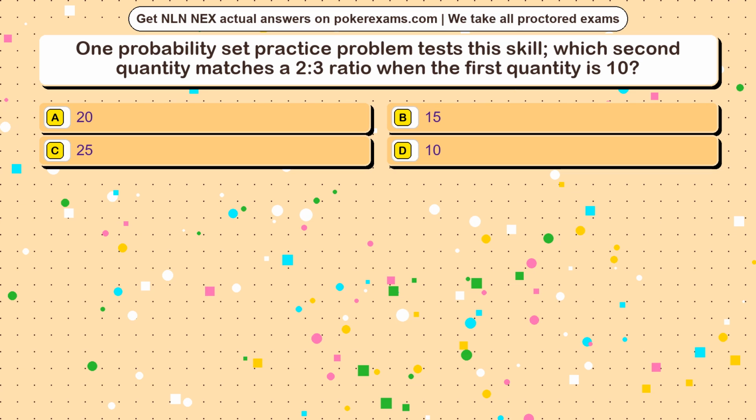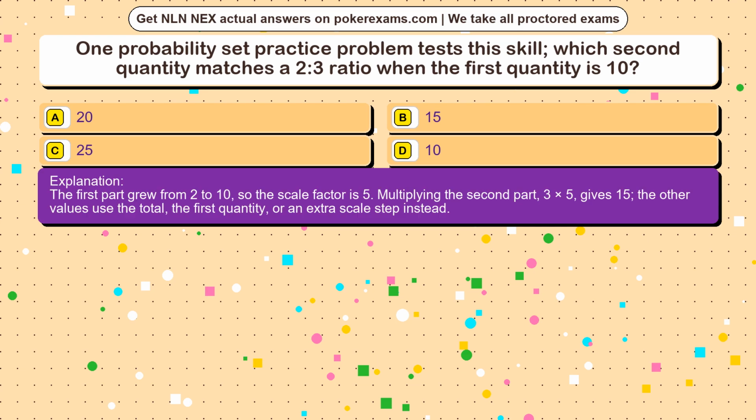The correct answer is option. The first part grew from 2 to 10, so the scale factor is 5. Multiplying the second part, 3 times 5, gives 15. The other values use the total, the first quantity, or an extra scale step instead.